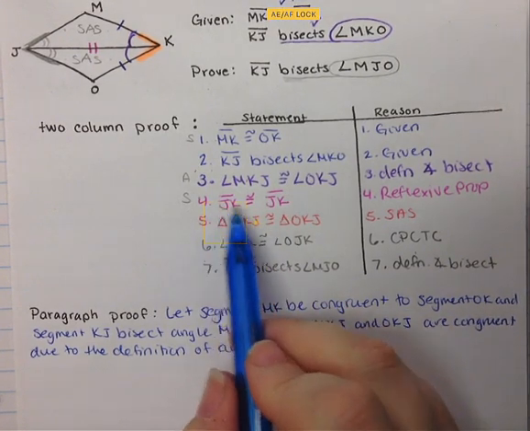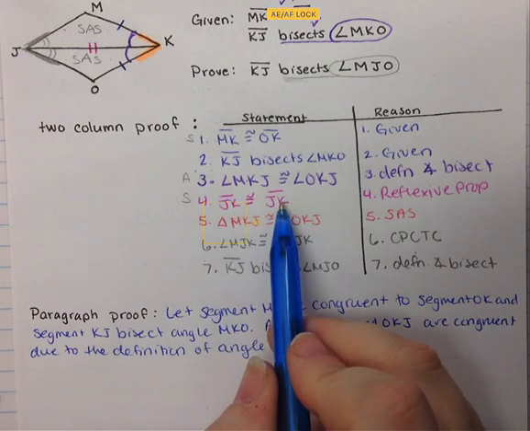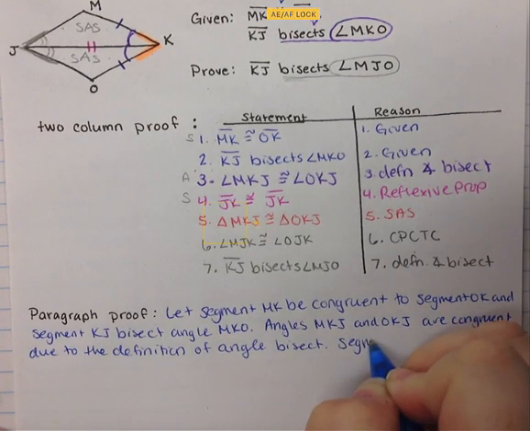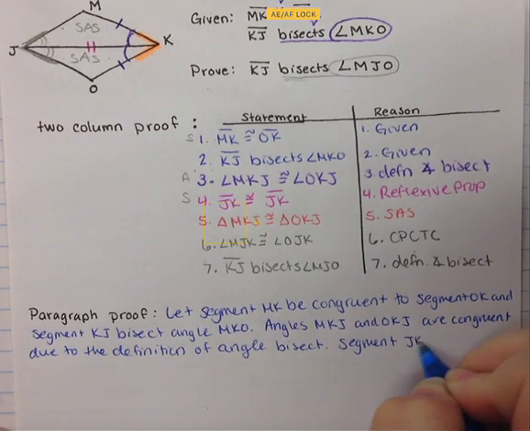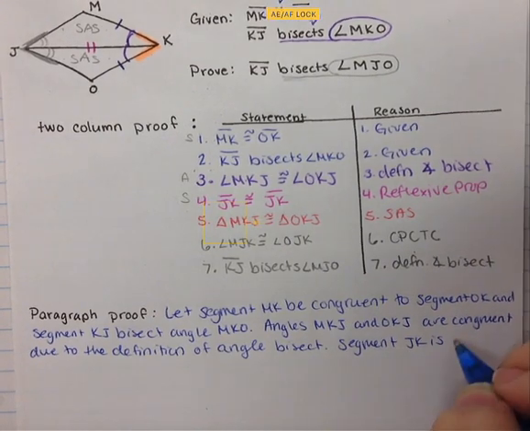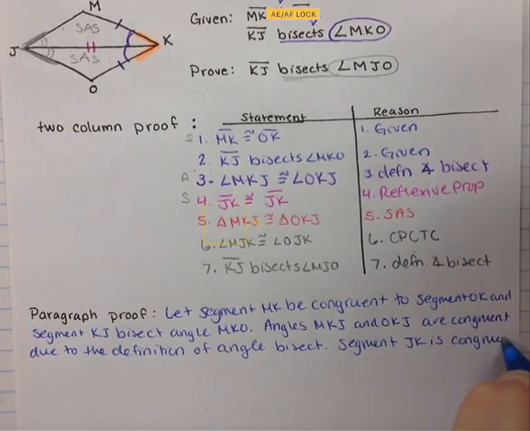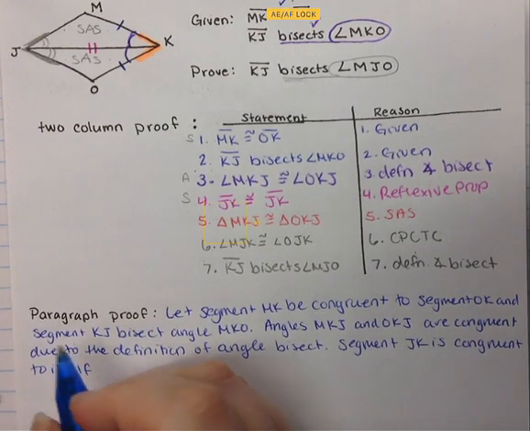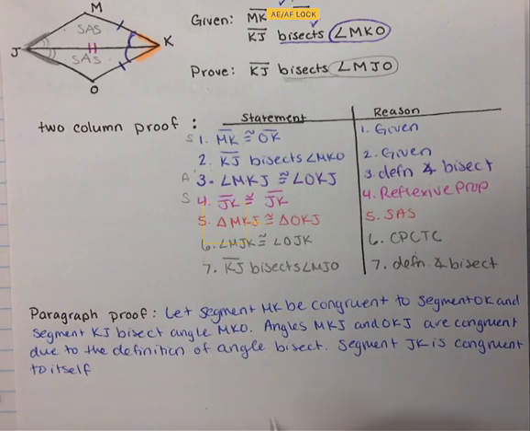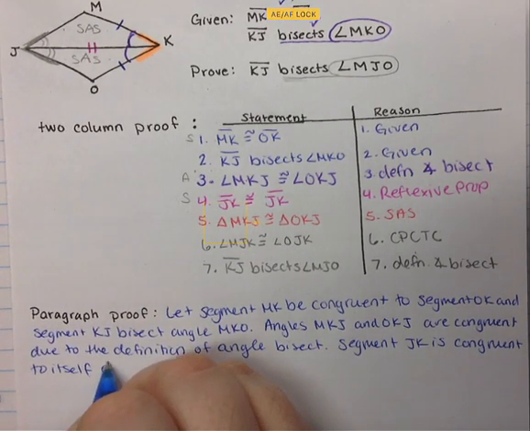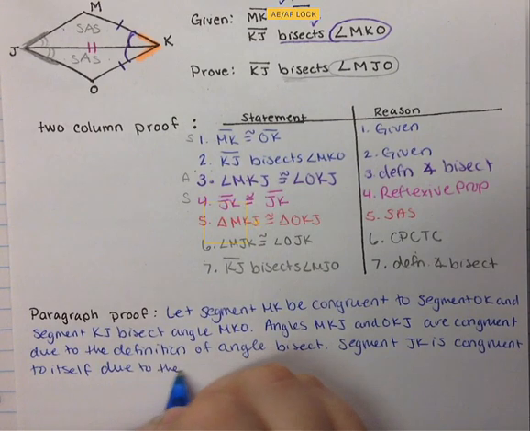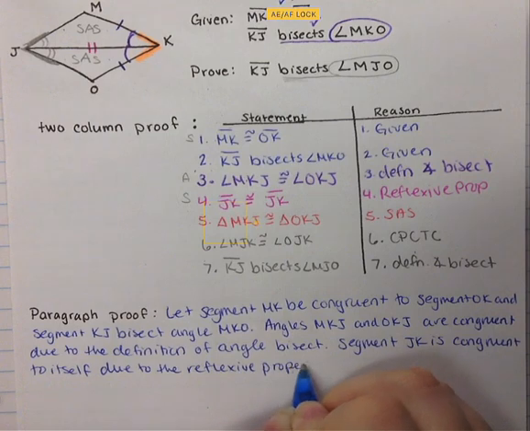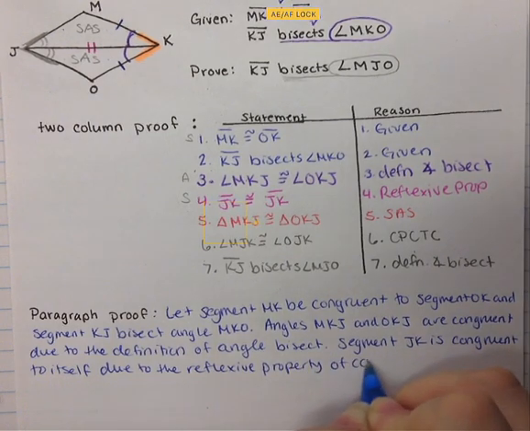We can then go to the next statement, that segment JK is congruent to segment JK. So we could actually say that segment JK is congruent to itself. We can say because of or due to, any way we can say that. So due to the reflexive property of congruence.